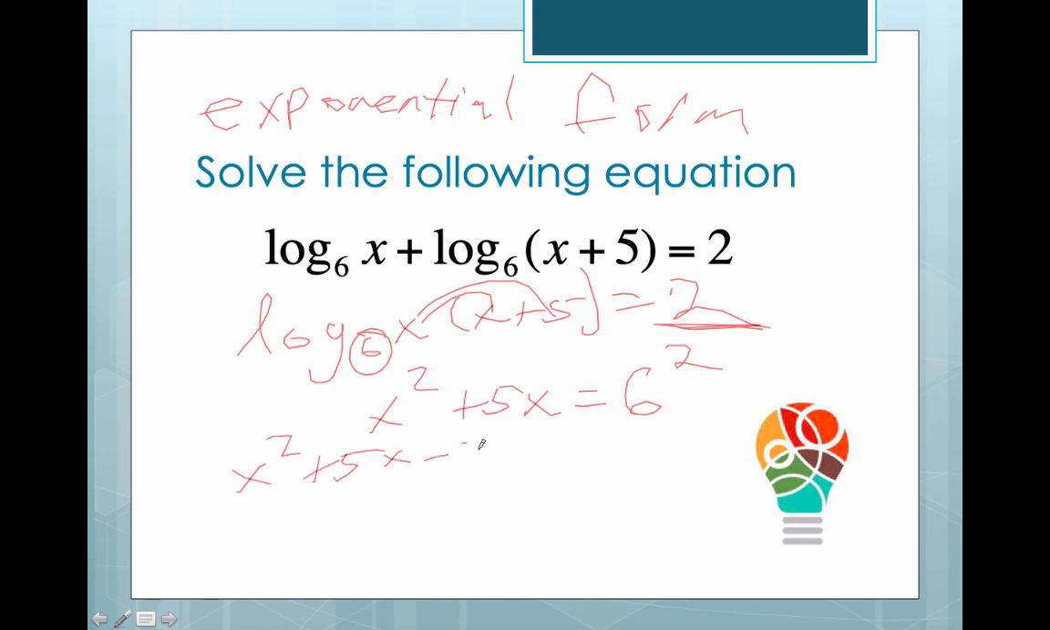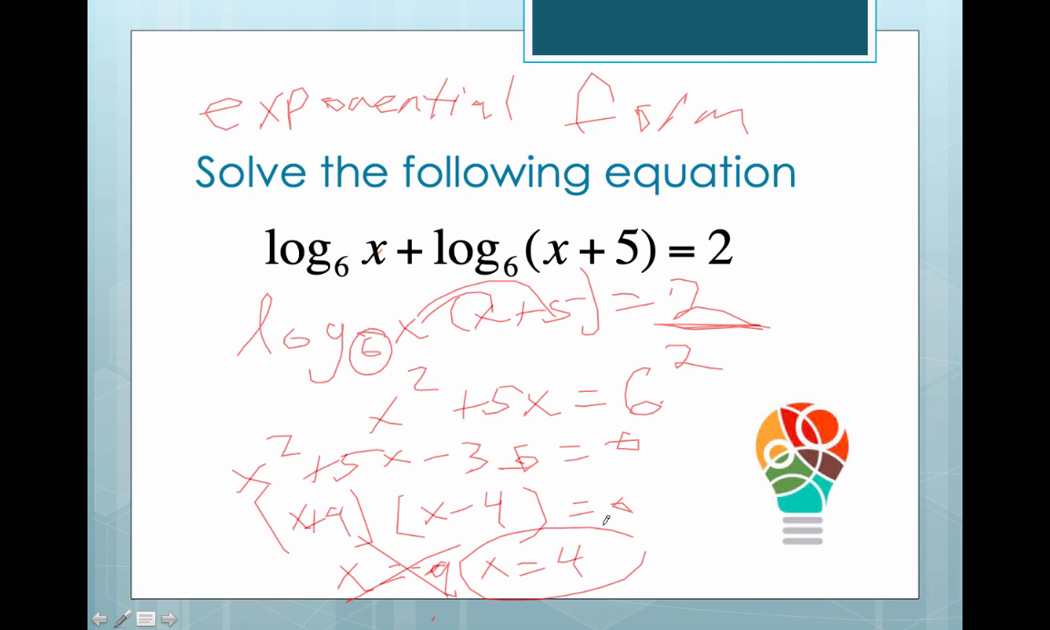So now when I solve this one, that's 36. I subtract it over, and now I can factor, and I get plus 9 and minus 4. And I get x is equal to negative 9, and x is equal to positive 4. Well, is negative 9 allowed to go in there? It's not. And there we go.